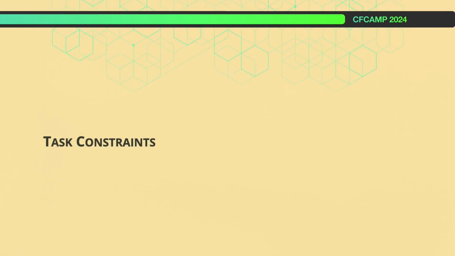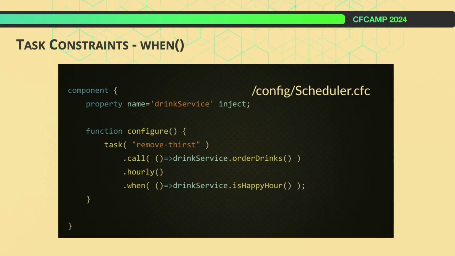Constraints. So we talked about now getting into the nitty-gritty of things that happen only on your environments. So here's something that I could do. I can say, I want to remove my thirst. So I'm going to call the drink servers to order drinks here hourly. I need my beer hourly. And when? When the drink service is on happy hour, because I'm cheap. Right? So I use a when expression. Right? So now this is your domain. It's whenever you feel that this task has the right potential to run, then give me my truthy value, and then we will address it.